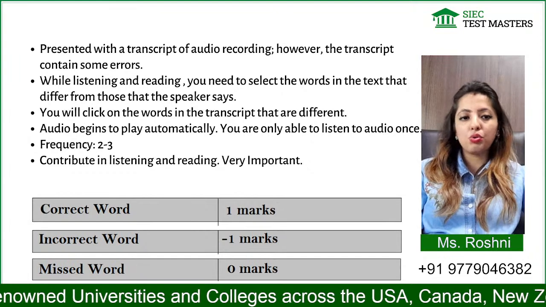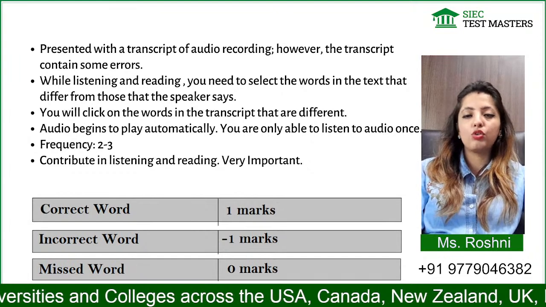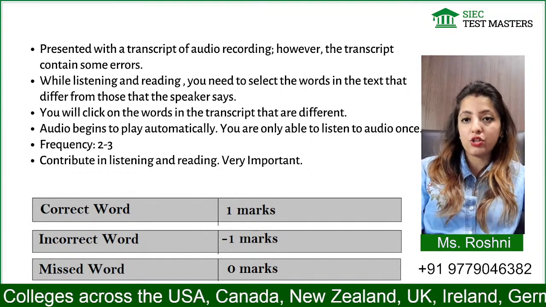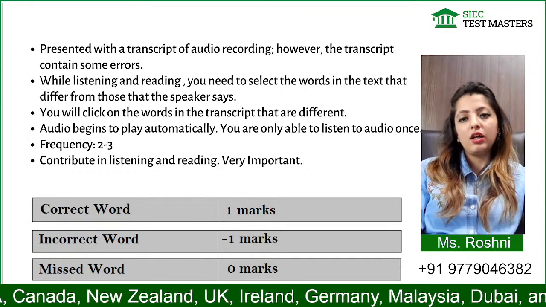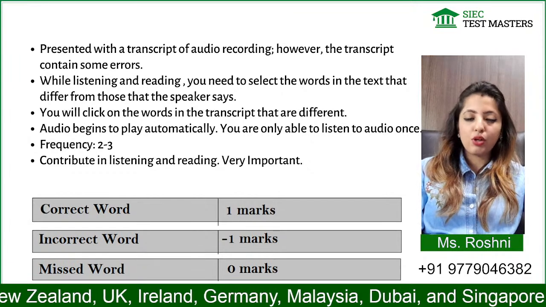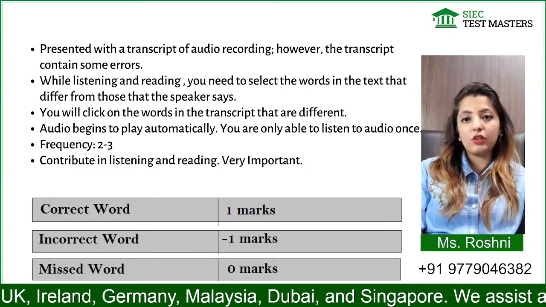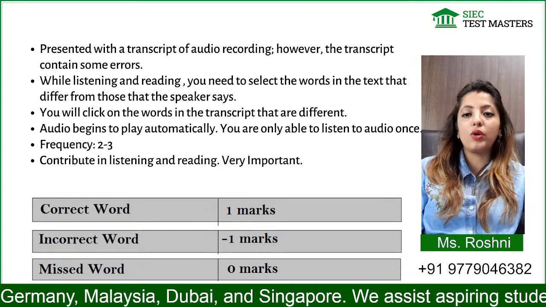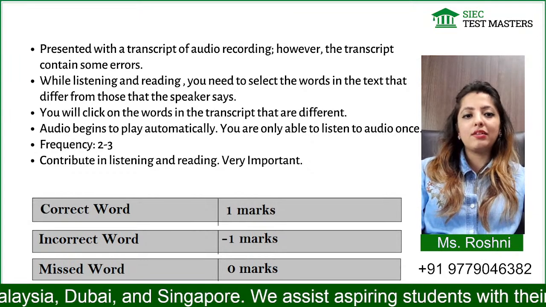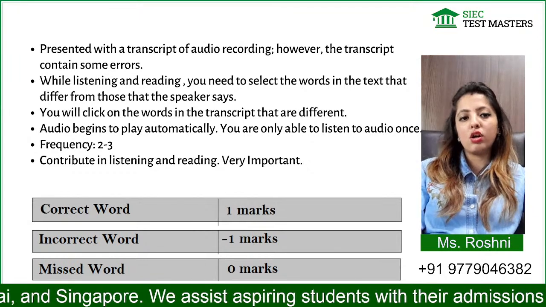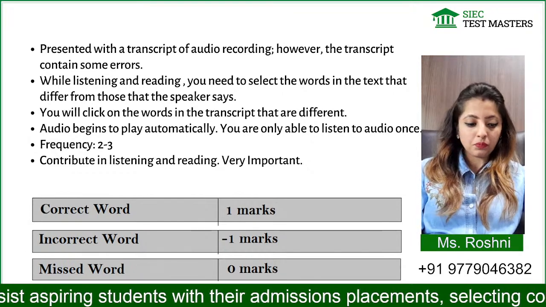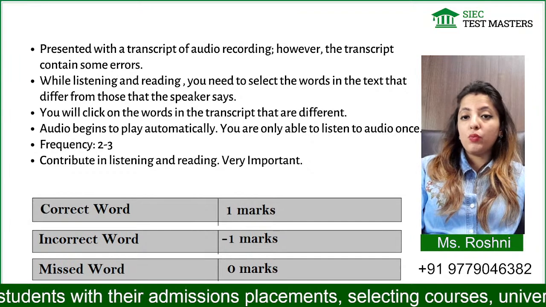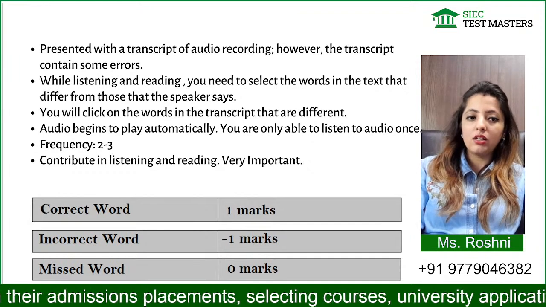The frequency is around 2 to 3, but it is very important. So at least practice 15 to 20 questions of highlighting incorrect words every day so as to get good marks. And it is important because it gives marks to listening as well as reading. Reading in itself is a very tough module. So by this simple question, you can increase your marks in the reading module. But you have to be very careful of the negative marking in this question.